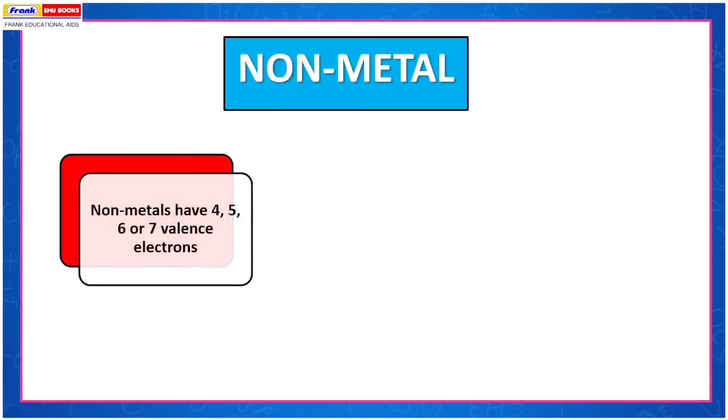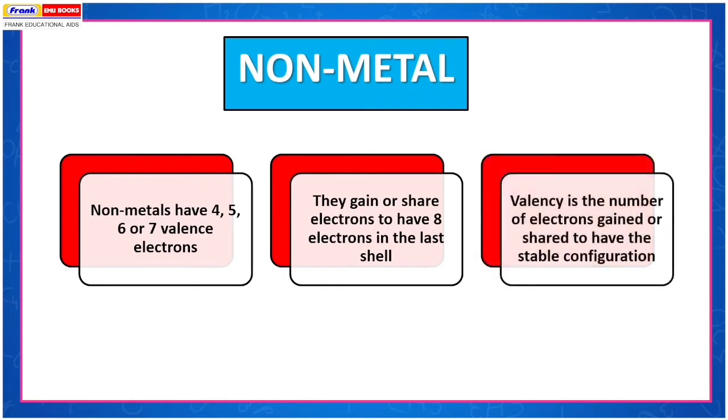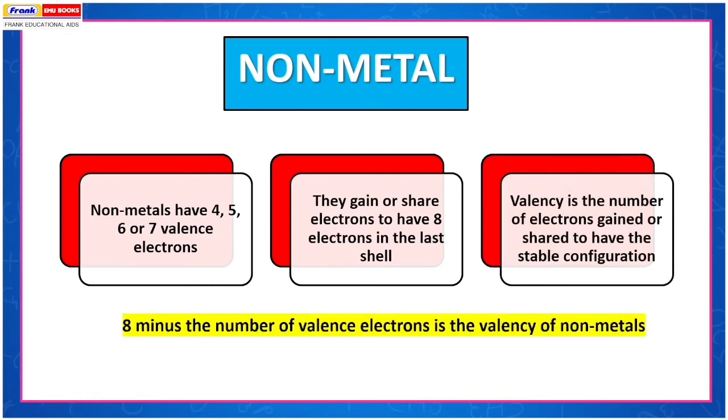Nonmetals have 4, 5, 6 or 7 valence electrons. They gain or share electrons to have 8 electrons in the last shell. Valency is the number of electrons gained or shared to have the stable configuration. The valency of nonmetals is 8 minus the number of valence electrons in the outermost shell.